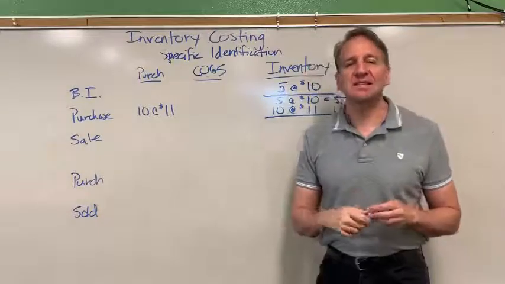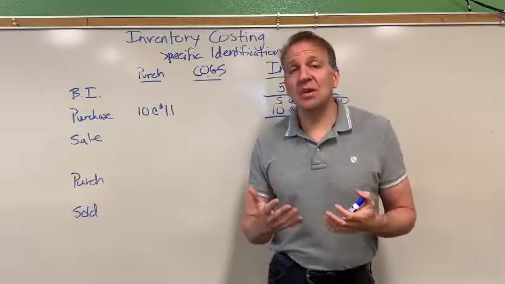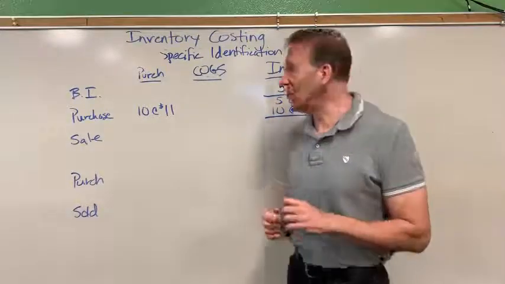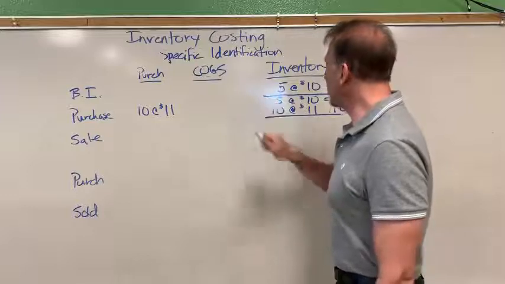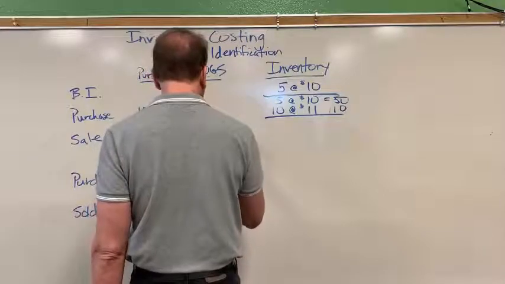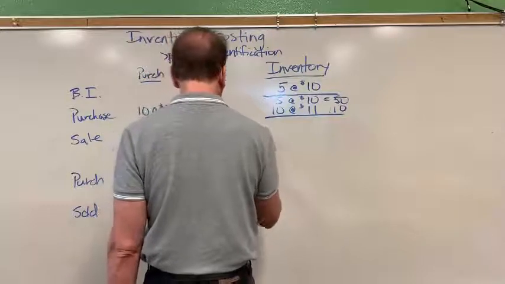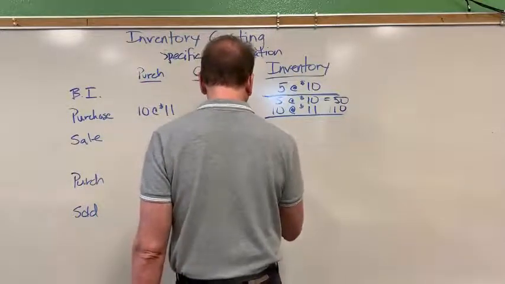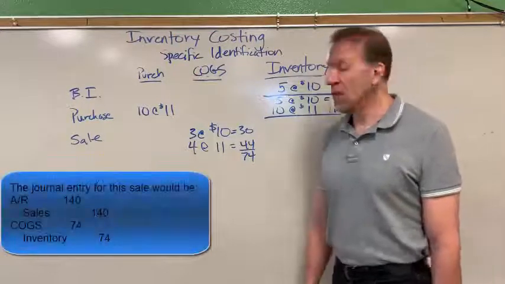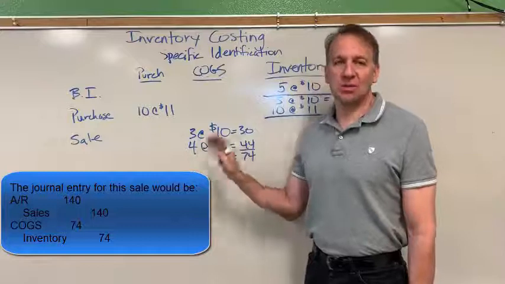And now we're selling seven soccer balls. Well, in any of your homework problems, however you're doing this, you need to know which seven you sold. It has to tell you exactly which seven were sold. So let's assume that we sold three of the five. So I'm going to put in here for cost of goods sold, three at 10. And they tell you that you sold four of the $11 ones. So that's 30 and 44 for a total cost of goods sold in our journal entry of $74. Okay, so like I said, the problem tells you specifically which ones were sold when you're doing homework.